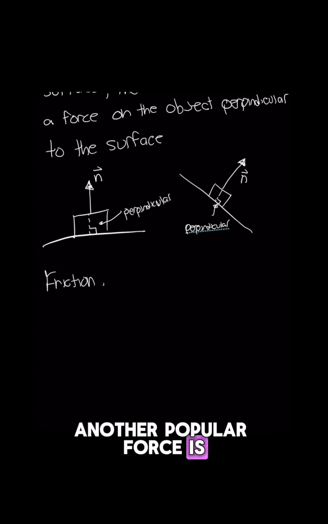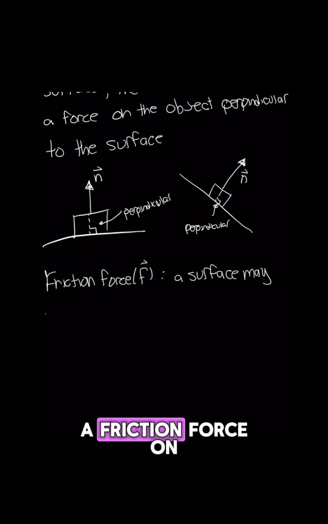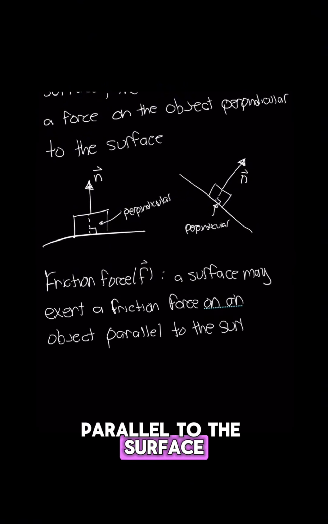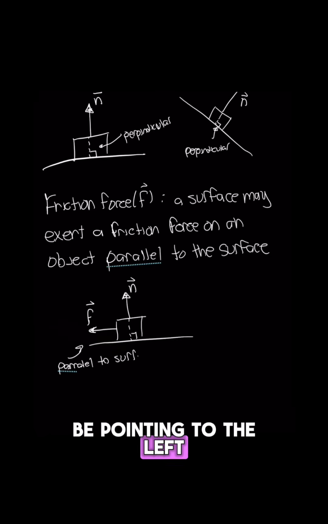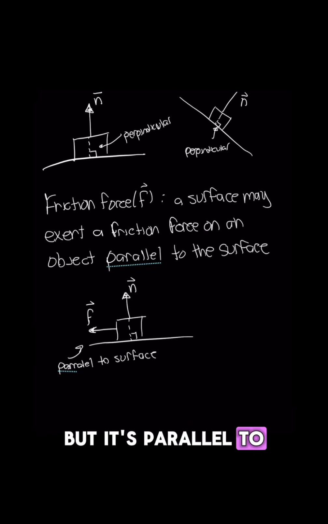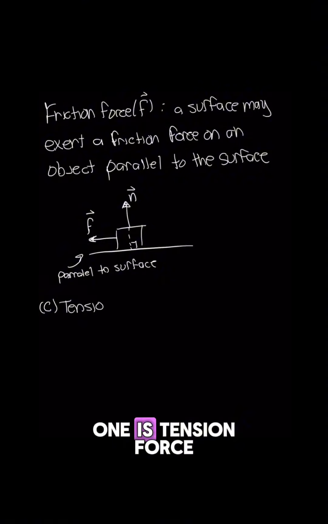Another popular force is the friction force. A surface may exert a friction force on the object parallel to the surface. Draw our mass here and we draw the normal. The friction force can be pointing to the left, it would point to the right as well, but it's parallel to the surface.